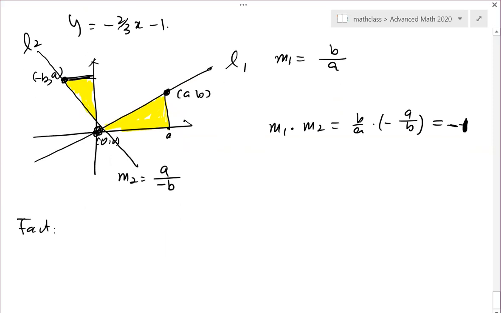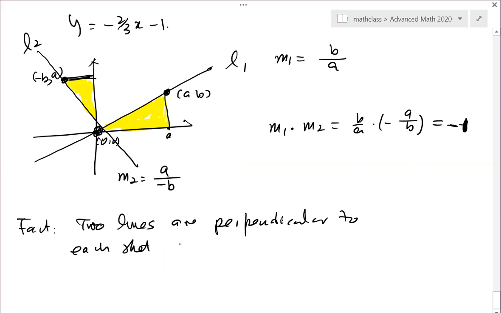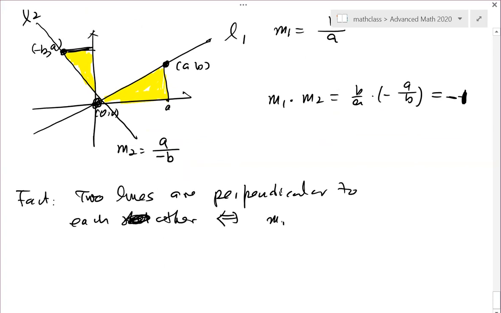Two lines are perpendicular to each other if and only if M1 times M2 equals negative 1. Okay, that's slopes.